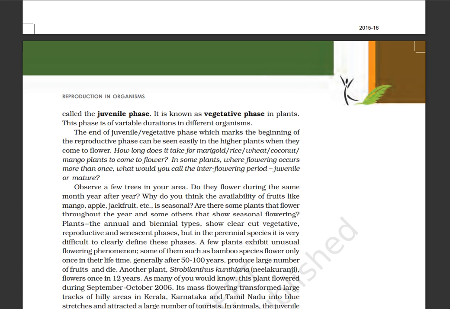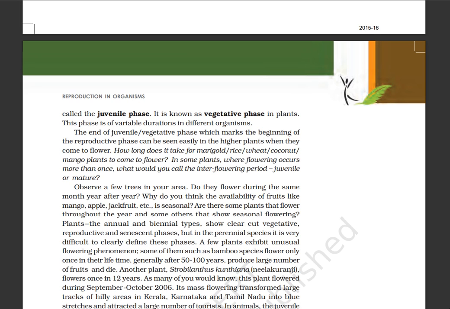higher plants when they come to flower. How long does it take for marigold, rice, wheat, coconut, mango plants to come to flower? In some plants, where flowering occurs more than once, what would you call the interflowering period, juvenile or mature?